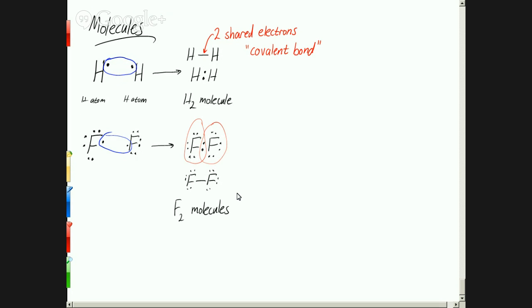They're all in the same place. They all have 7 valence electrons. So they want to connect with another one to make that complete valence.